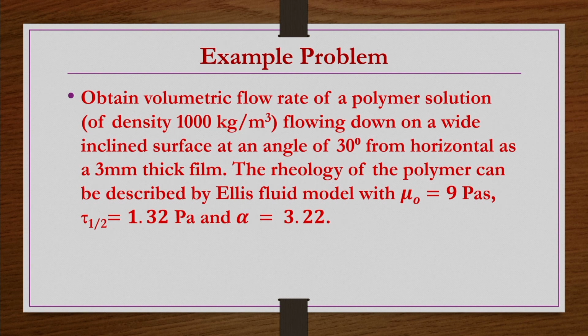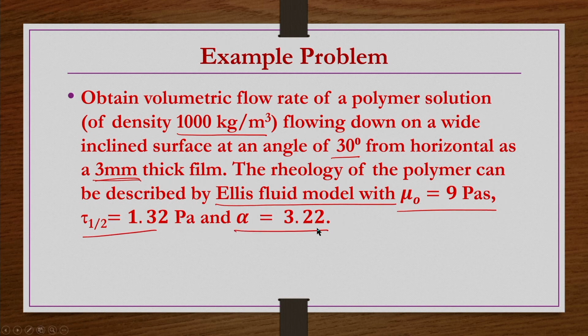Finally, an example problem. A material of density 1000 kg per meter cube is flowing down a wide inclined surface at angle beta equal to 30 degrees. The fluid thickness, as I said, the fluid is in general very thin, so only 3 mm thickness is there. The rheology is defined by the Ellis model fluid, so we have mu naught, tau one-half and alpha given. We have to find the volumetric flow rate.